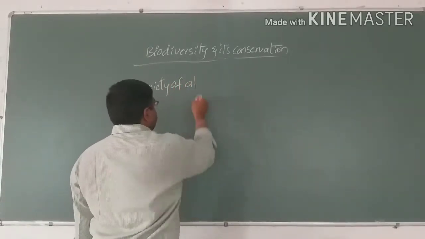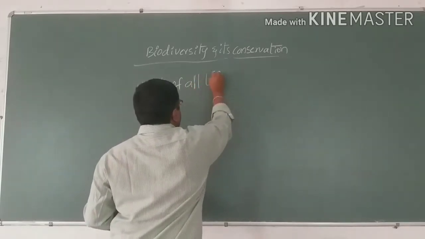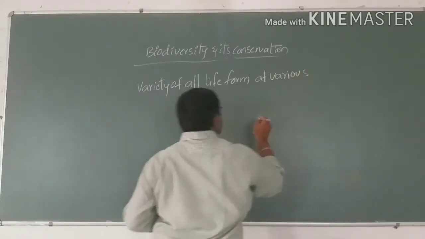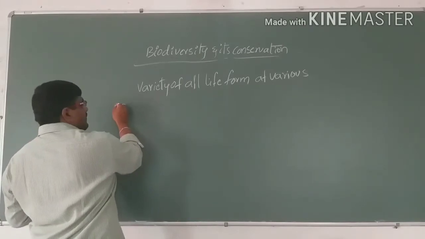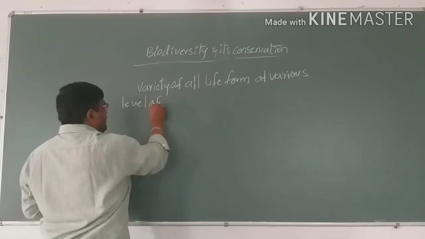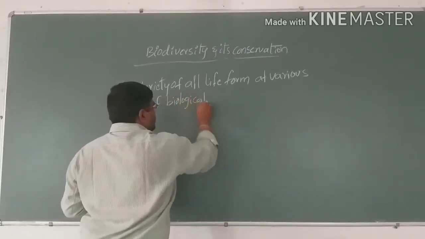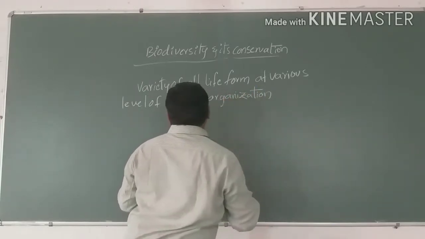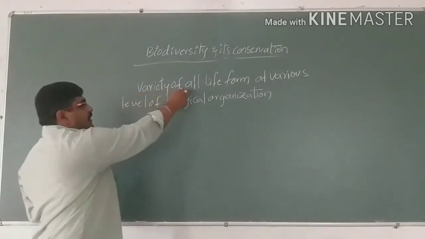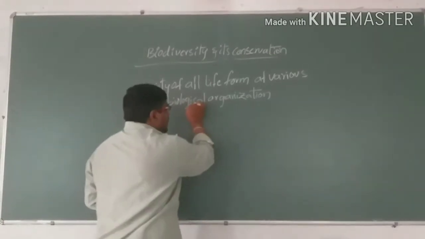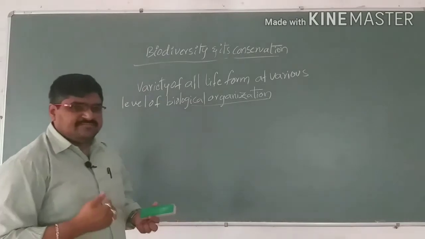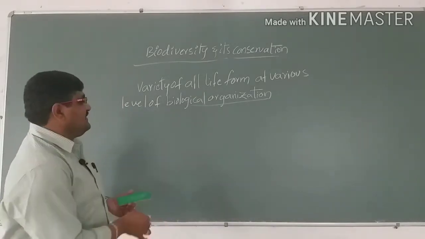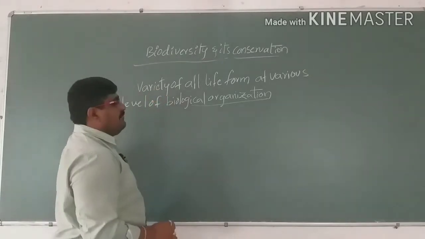That means biodiversity is the variety of all life forms at various levels of biological organization. Biological organization here means the species level, genus level, or ecosystem level. If the species are present, then we can say it is a biological level. So it is called biodiversity.